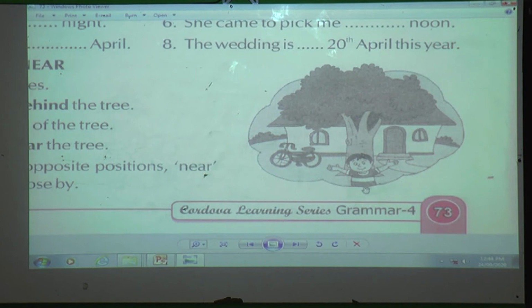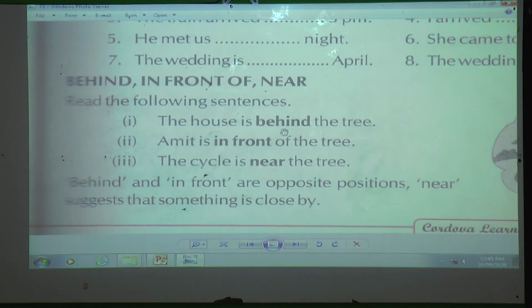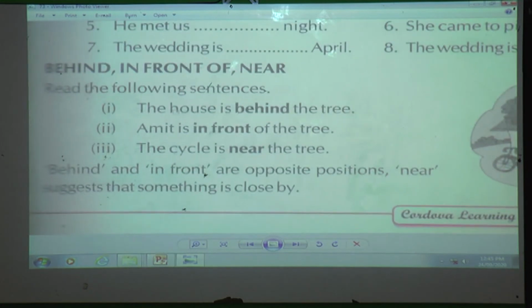And in front of this tree, who is there? One boy is there. His name is Amit. So the main thing is what over here? Tree. Now behind the tree what is there? Yes, the house is there. So we are going to use the preposition behind. The cycle is near the tree. And this boy, that is Amit, he is in front of the tree. And in this way we are going to use the given prepositions in the sentence. The house is behind the tree. Amit is in front of the tree. The cycle is near the tree.